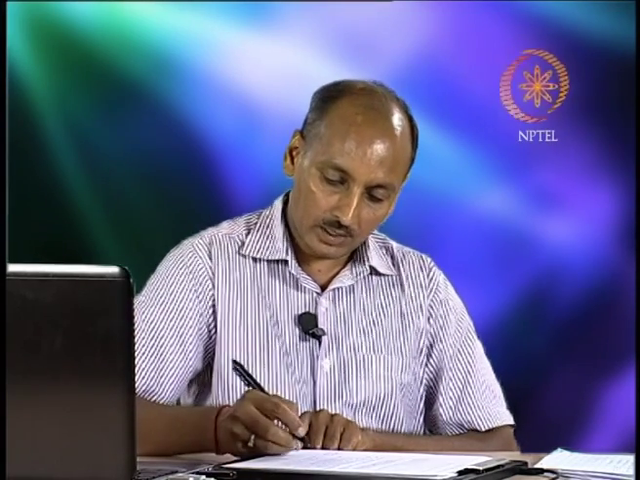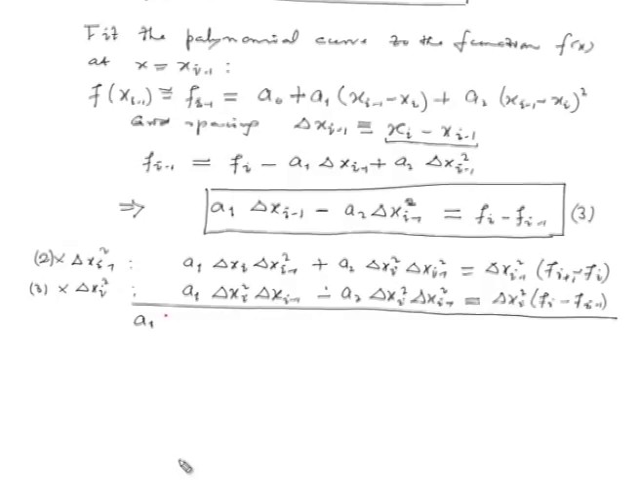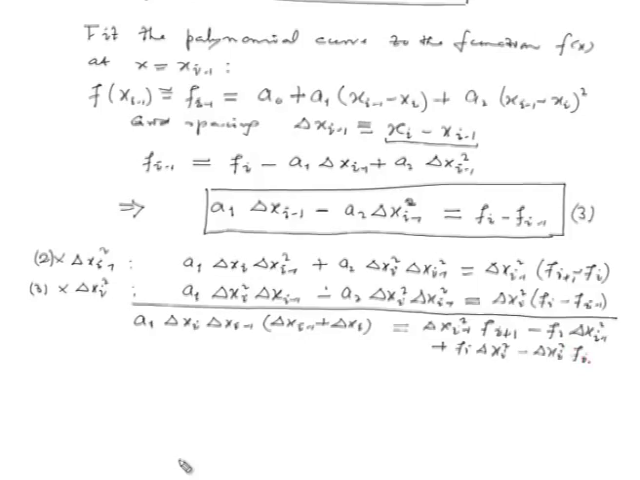Just add these two equations and thereby we would be able to eliminate a2. So we get a1 times delta xi minus 1 into delta xi minus 1 plus delta xi, and this is equal to delta xi minus 1 square f of i plus 1 minus fi times delta xi minus 1 squared plus fi times delta xi squared minus delta xi squared times f of i minus 1.